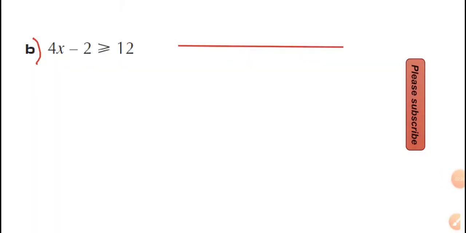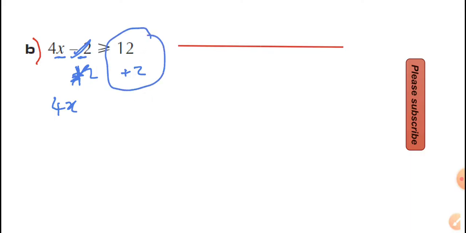Question B. To solve, we have to get the x on its own, so make x the subject. To do that, I have to first get rid of this minus 2. So how do I get rid of the minus 2? I'll have to add 2. If I add 2 on the left hand side, I'll have to add 2 on the right hand side. On the left hand side, the minus 2 and the plus 2 cancel out, leaving just 4x. And on the right hand side, 12 add 2 is going to be 14. And then just copy the sign.